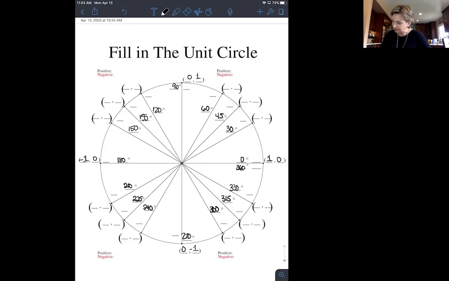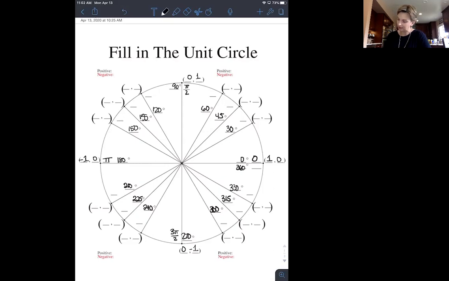Now all those degrees also have radian equivalents, right? 0 degrees is going to be 0 radians, and 180 degrees, that's the same thing as pi in radians. 90 degrees is half of pi in radians, pi over 2, and 270 degrees is 3 pi over 2, 1.5 pi in radians, right?